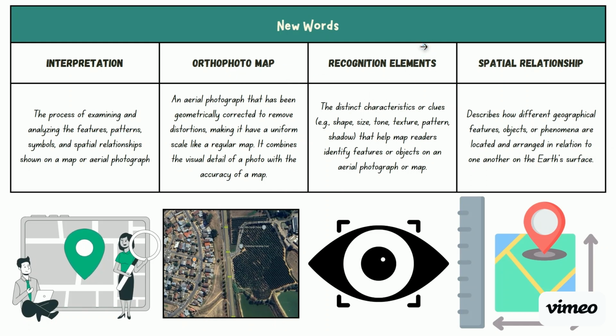Recognition elements. The distinct characteristics or clues, for example, like shape, size, tone, texture, pattern, and shadow, that help map readers identify features or objects on an aerial photograph or map. Spatial relationship describes how different geographical features, objects, or phenomena are located and arranged in relation to one another on Earth's surface.